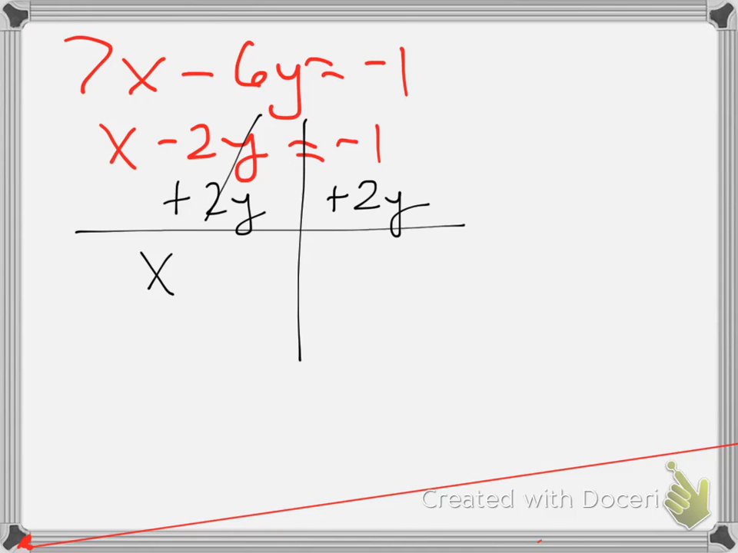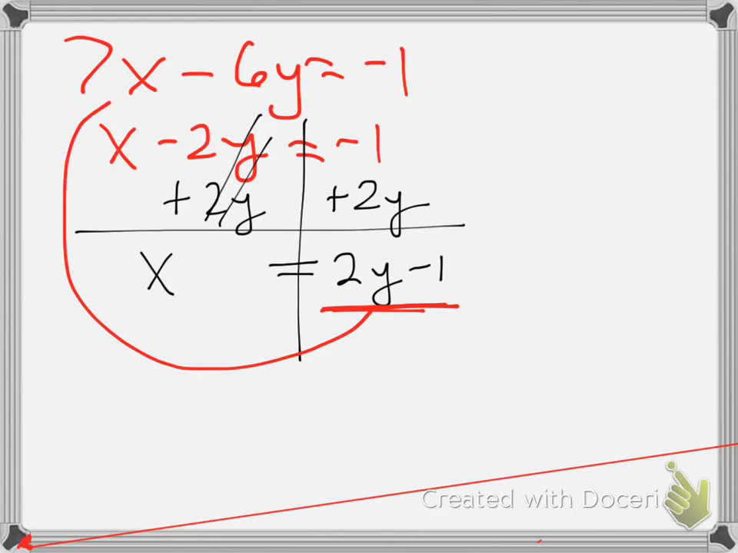And now we know that x equals, these cancel, 2y minus 1. So now we know what x is. X is that, 2y minus 1. So now we have to replace that into this equation. Okay, so here we go. We're going to plug it in.